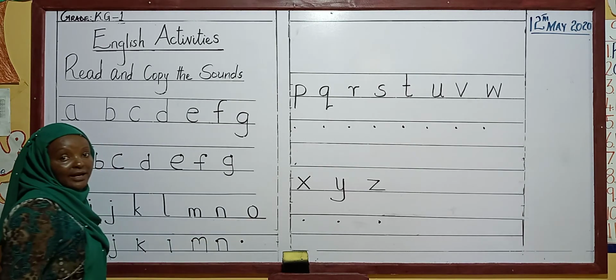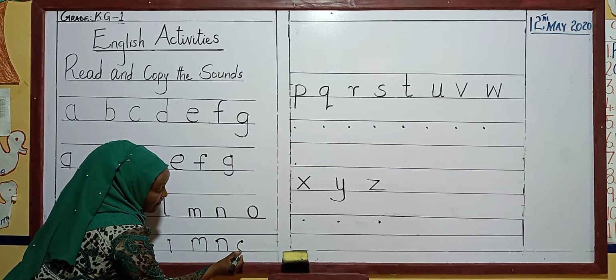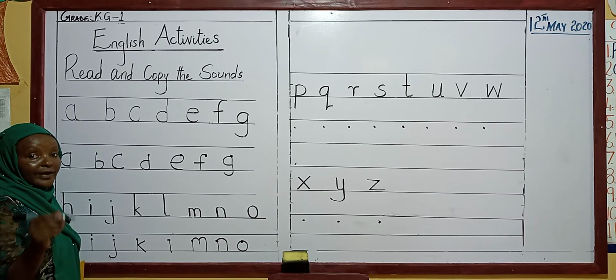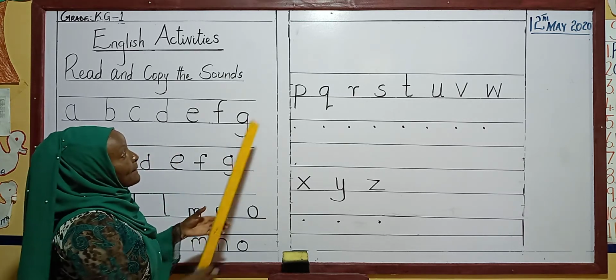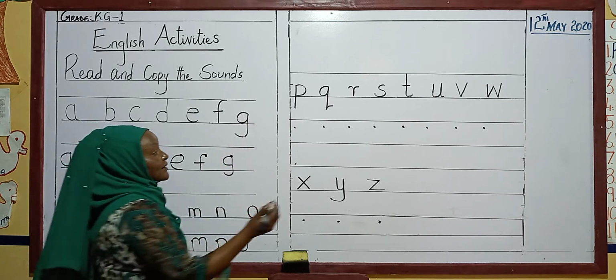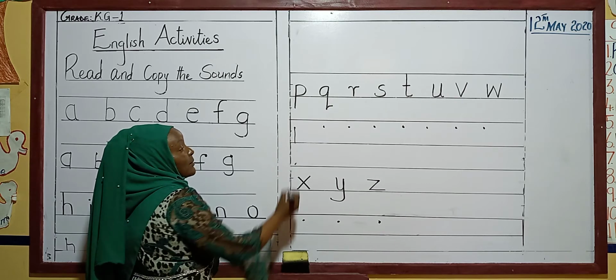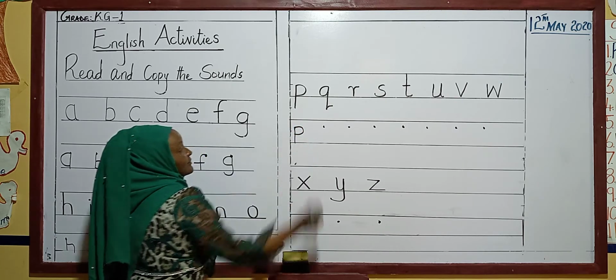O for orange. Pencil on the dot, we are going to write around, like a ball. P for pot. Pencil on the dot, we are going to write down. We go back to our dot, we write around.